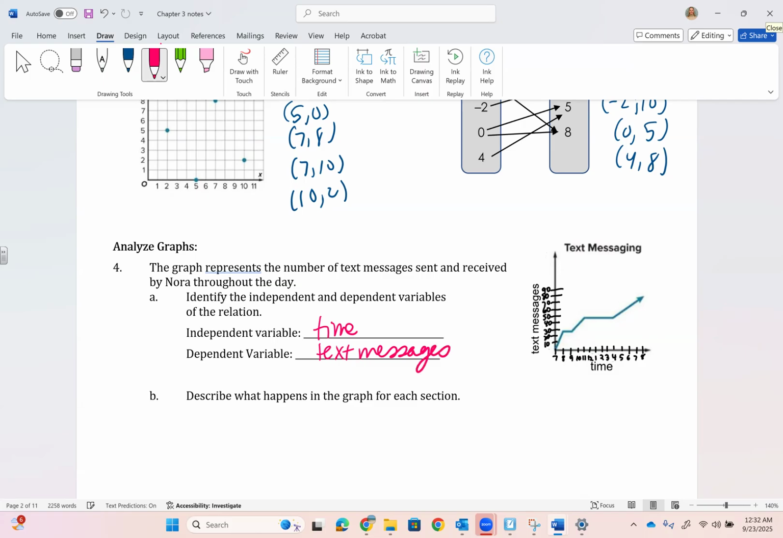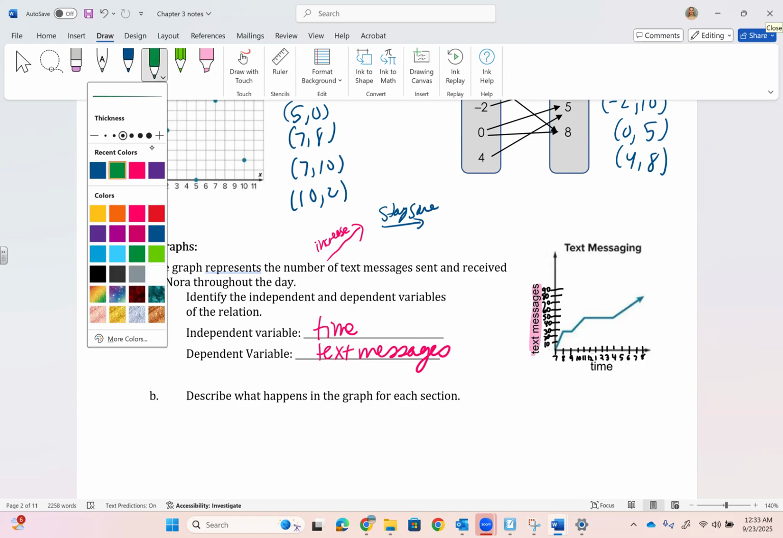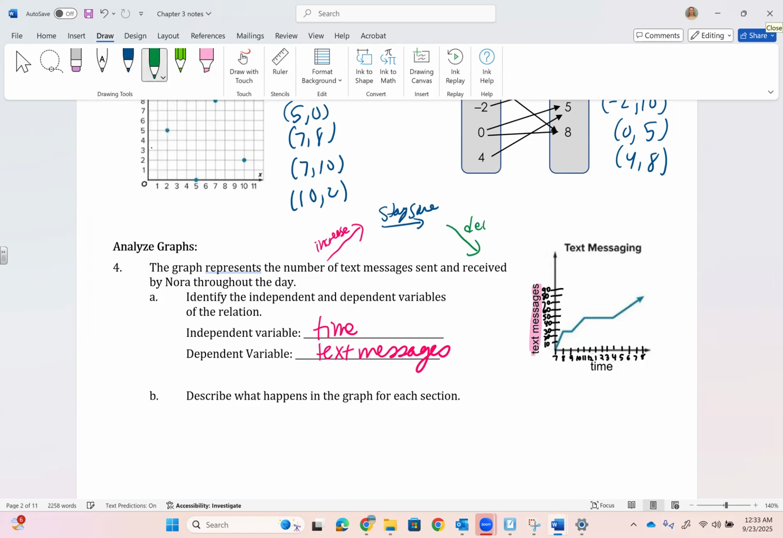And I think the big thing that we should talk about is if something is going like this, it is increasing. What is increasing? You look along the y values, the text messages would be increasing. If something is doing this, it's staying the same. And if something is doing this, it is decreasing. So what's decreasing? It would always be the y value. So as time changes, what is happening to the text messages?